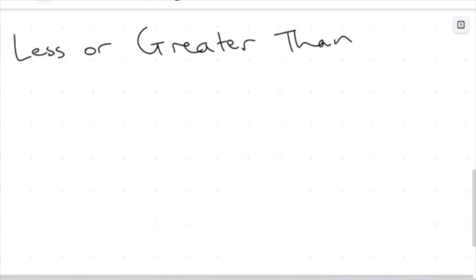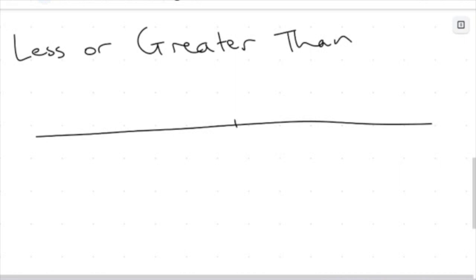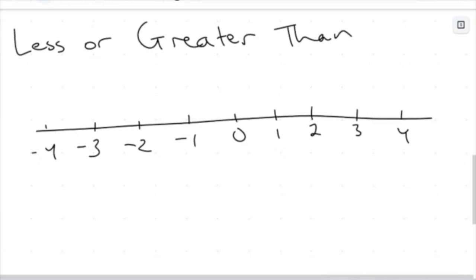This is my first example. So I'm going to draw a number line once again, starting from 0. I'm going to go 1, 2, 3, 4, and -1, -2, -3, -4. And in doing so, I want to answer a couple of questions.